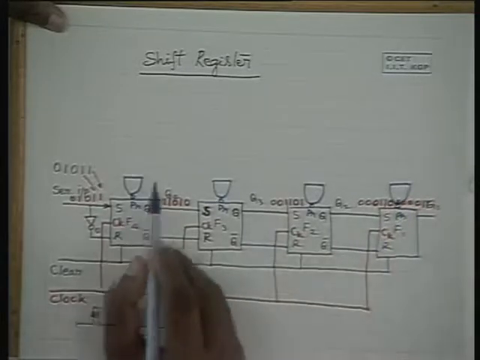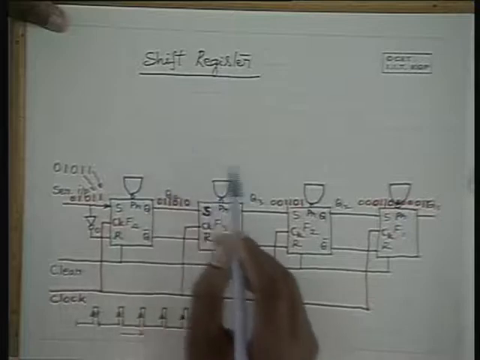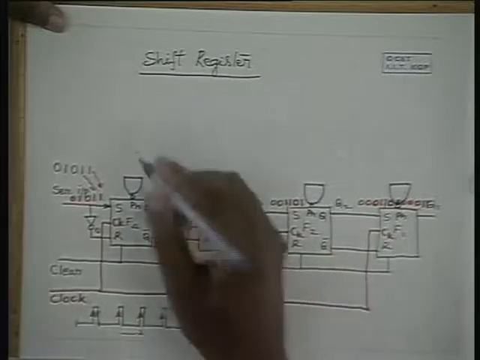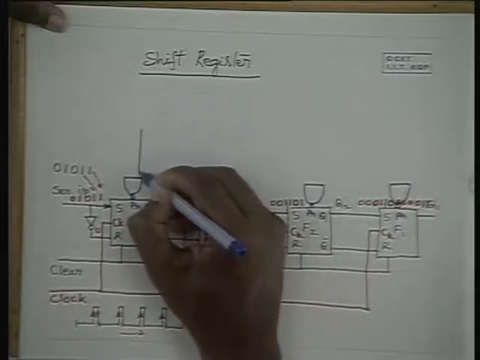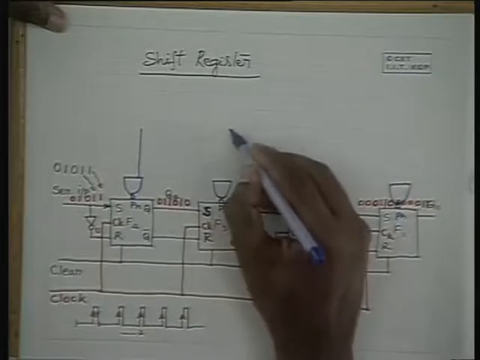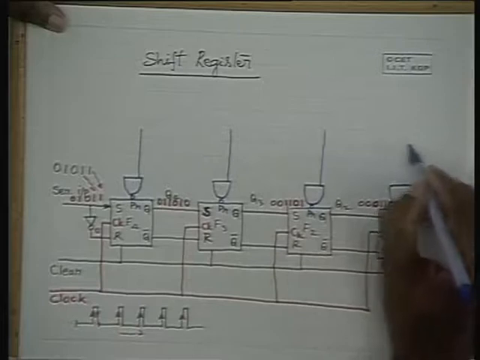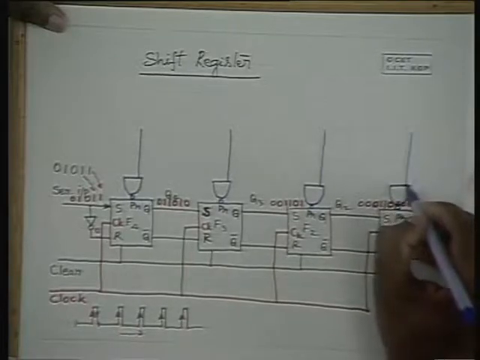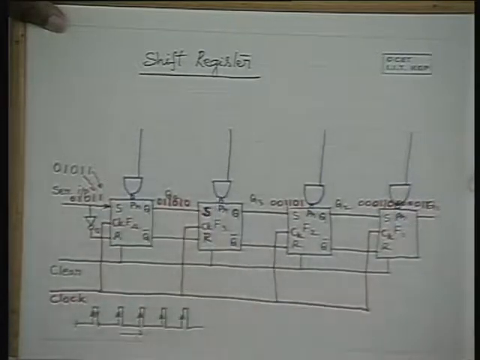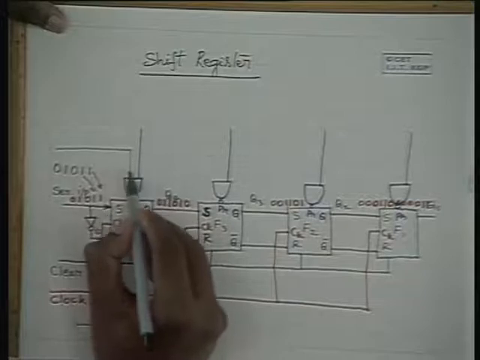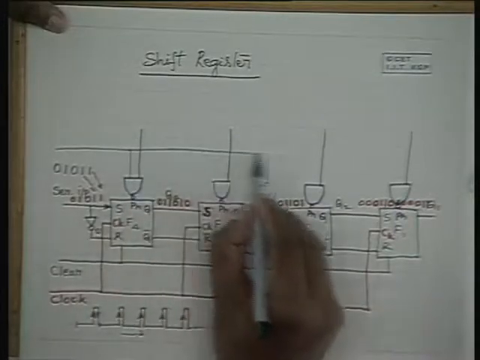Now, an AND gate can be used as a control circuit. We can feed in different data to the preset inputs by external means, and this data entry can be controlled with the help of a preset control input like this.